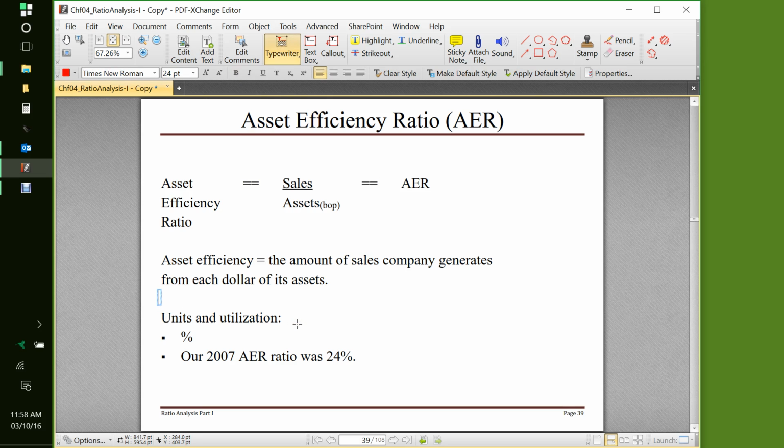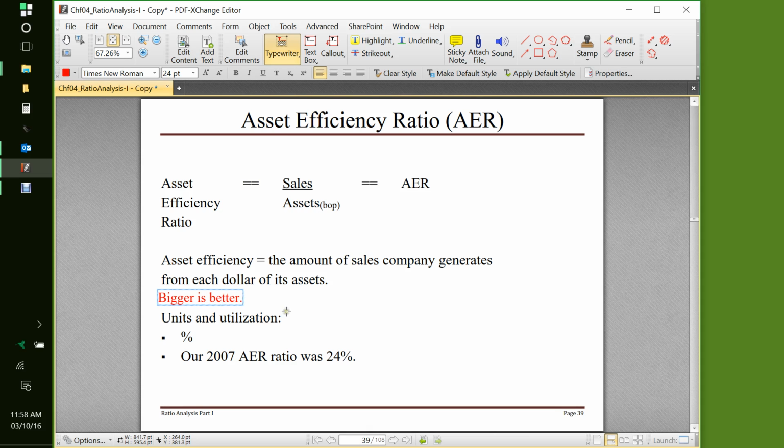Extremely, extremely helpful number. So we want to answer here, as always, the eternal question: is bigger better for this ratio? So let's see. I think if I can squeeze more sales from my assets, I'm doing better than if I'm not squeezing so many sales out of each dollar of my assets. So I'm going to say bigger is better. Okay. All right.